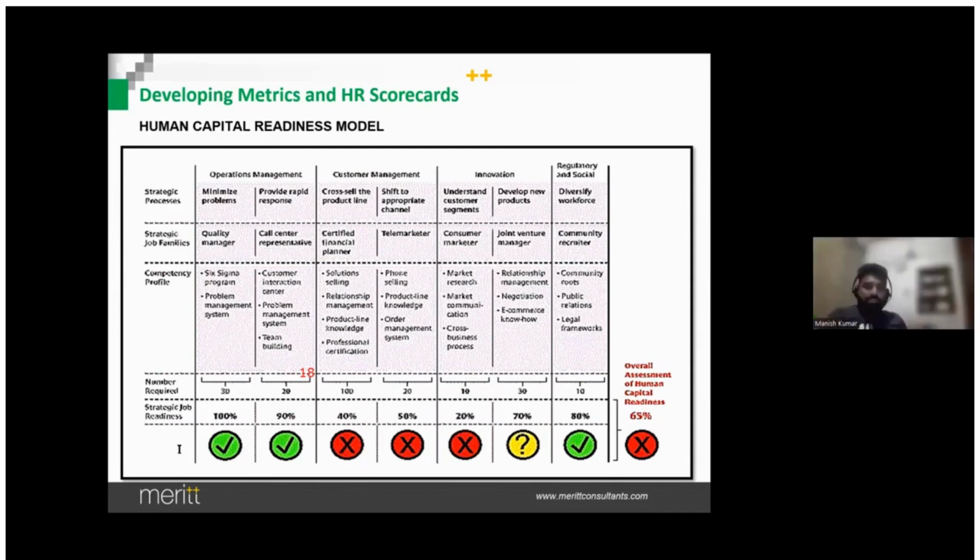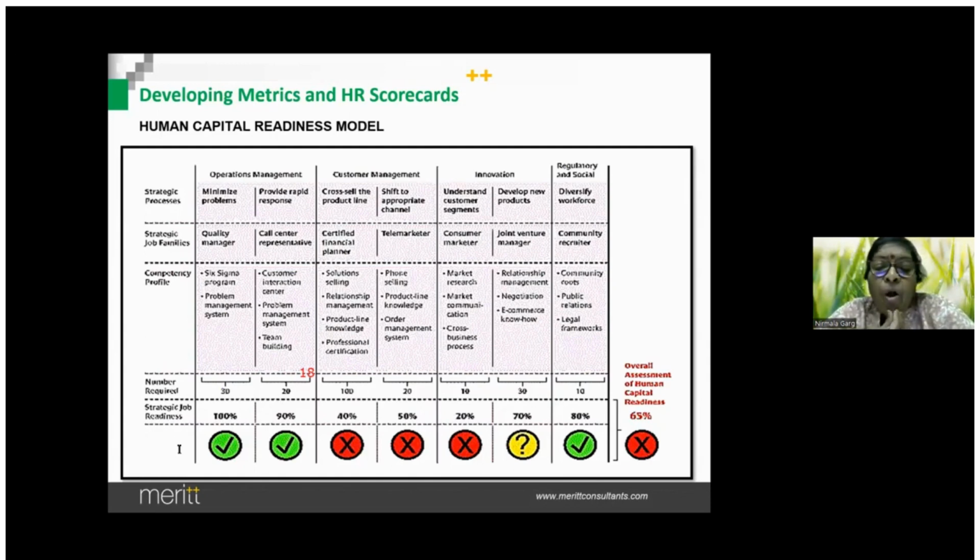Yes. Okay. Now, a telemarketer does customer management. What kind of competencies should he have? He should have phone selling at level 2. He should have product line knowledge at level 3. He should have order management system at level 3. All right.